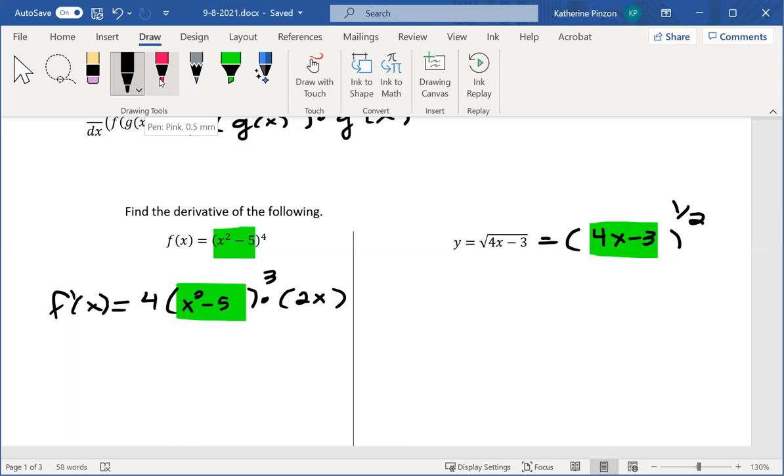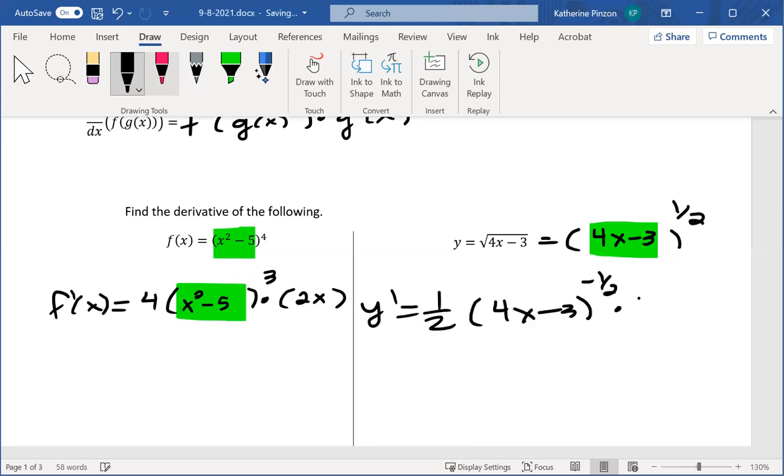So again, it doesn't matter what the inside stuff is, you're going to use this 1/2. So how do you take the derivative of something to the 1/2? Yeah, power rule, 1/2 something to the negative 1/2. Don't change that inside stuff. Times, so notice I didn't change that inside stuff. In this box goes the derivative of the green stuff. 4. Great.